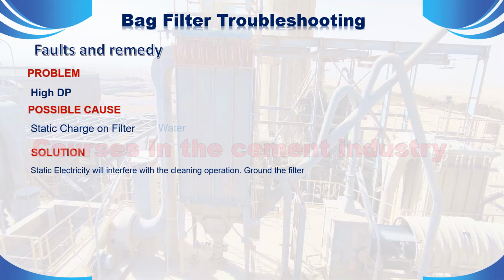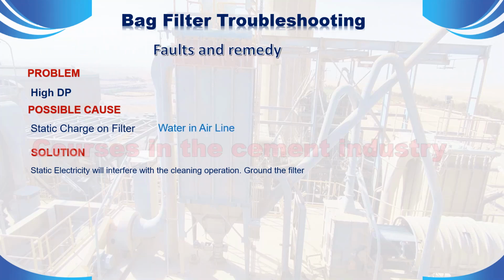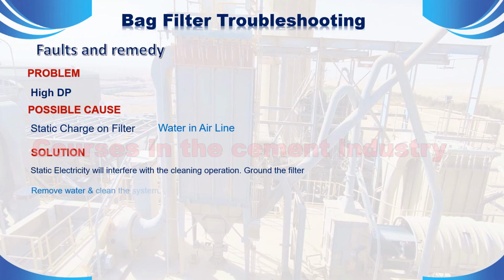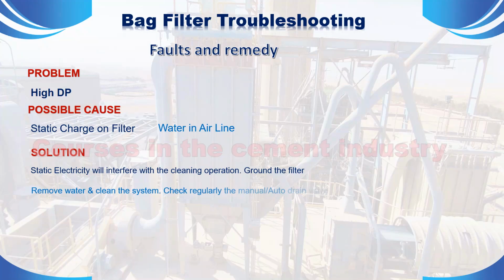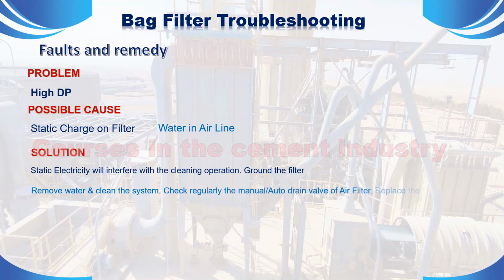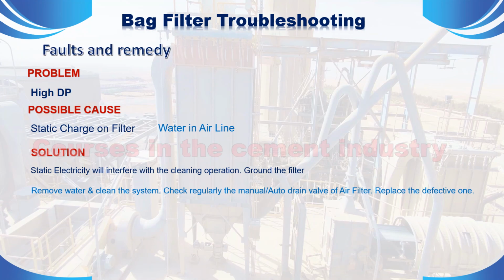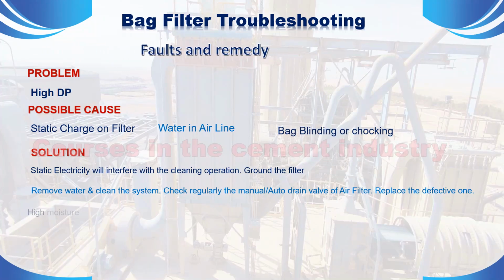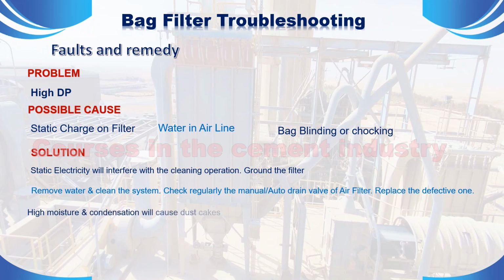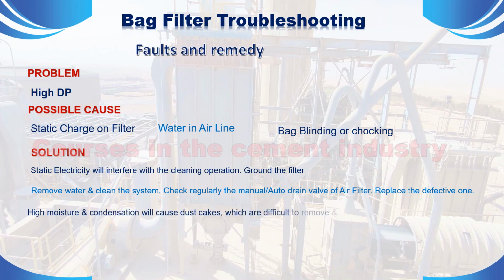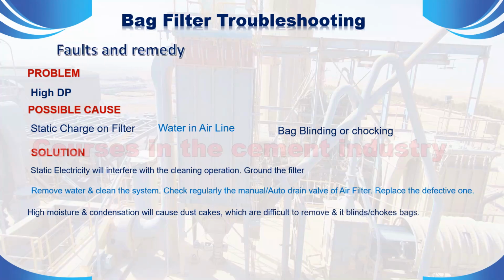6. Water in air line. Remove water and clean the system. Check regularly the manual or automatic drain valve of the air filter. Replace the defective one. 7. Bag blinding or chalking. High moisture or condensation will cause dust cakes, which are difficult to remove. It blinds and chokes the bags.